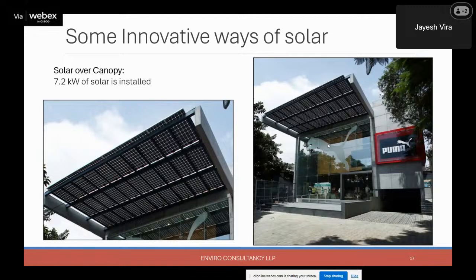As I just discussed a few minutes before, this particular showroom has used BIPV as a shading device. Just at the entry, you can see a large canopy where almost 7.2 kilowatt of solar is installed and the energy is generated.